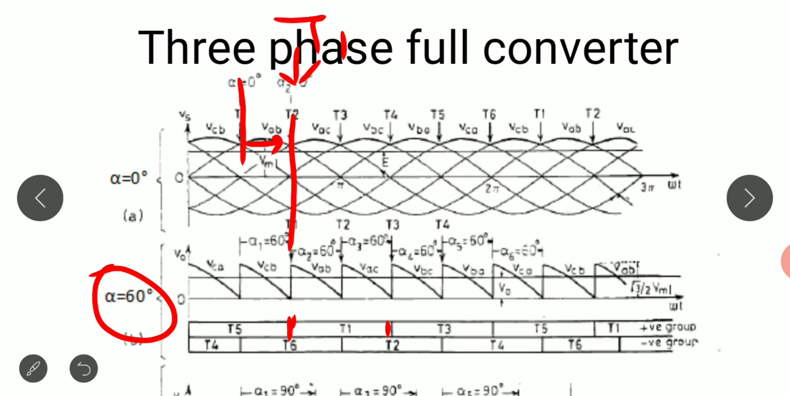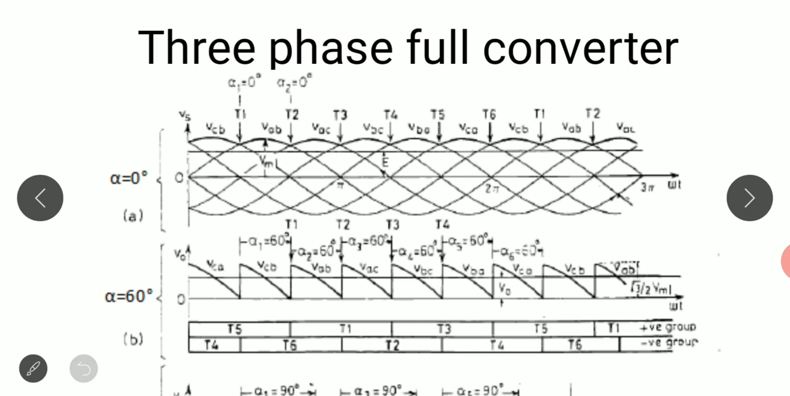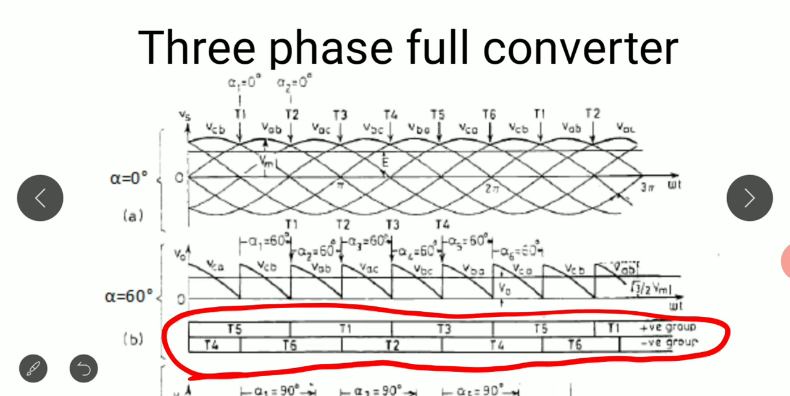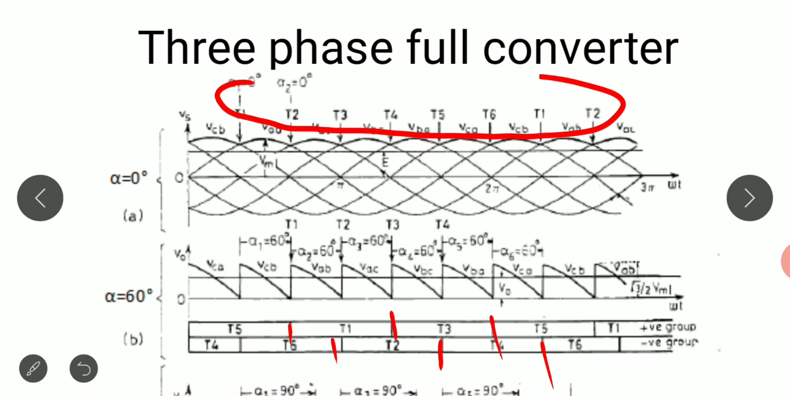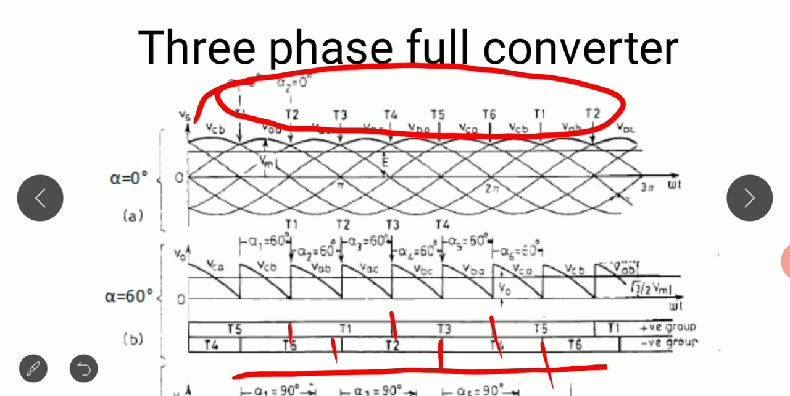Okay, so this table you can observe is for positive group thyristors and negative group thyristors. First T1 is triggered, then T2 is triggered, then T3 is triggered, then T4 is triggered, then T5 is triggered, and then T6 is triggered. Only the difference is that with respect to this firing sequence is delayed by an angle of 60 degrees.